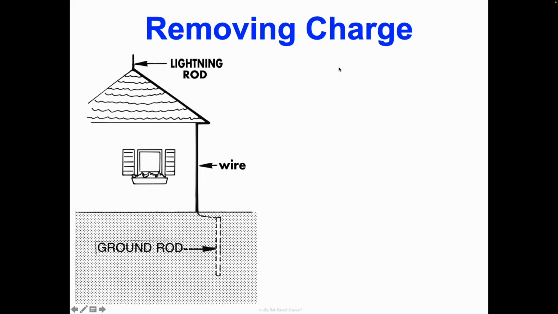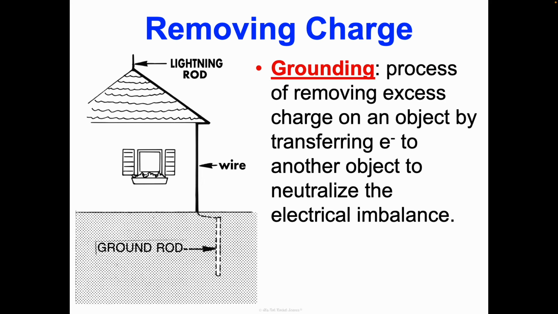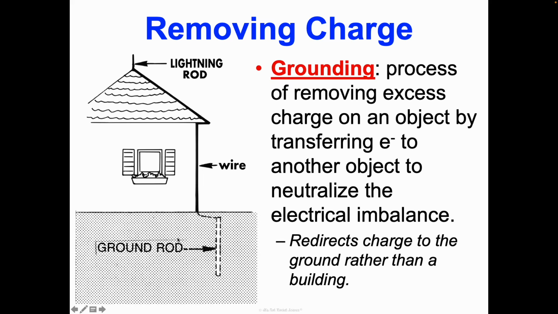Now, how do we remove charge or maybe control it? There's a process called grounding, which removes excess charge on an object and transfers those electrons to another object to neutralize the electrical imbalance. The simpler way to say it is it's going to redirect charge to the ground, which is why it's called grounding, rather than a building. So it's providing a path for charge to reach Earth so it doesn't build up and then result in that static discharge. And then your house gets struck by lightning and catches fire, or the tree next to you gets struck by lightning.